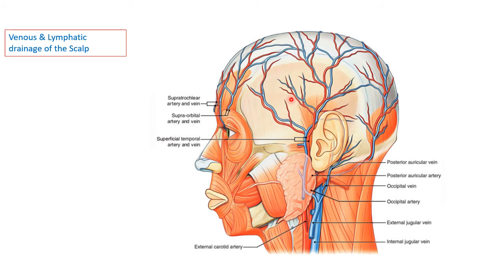The lymphatics from the anterior half of the scalp, except the lower part of the forehead, drain into the preauricular, which are also called superficial temporal lymph nodes, which are situated on the surface of the parotid gland. And lymphatics from the posterior part of the scalp drain into the posterior auricular, which are also called mastoid lymph nodes, and the occipital lymph nodes. So this is the lymphatic drainage of the scalp.